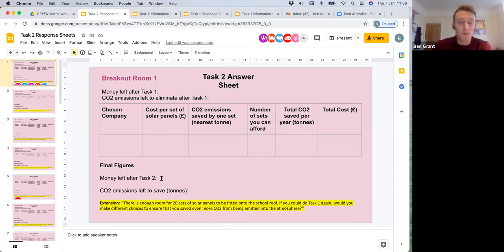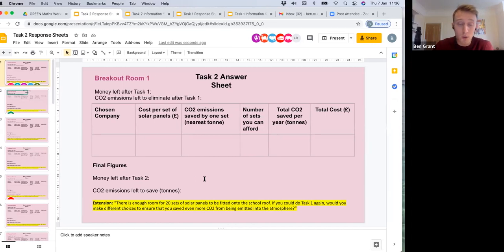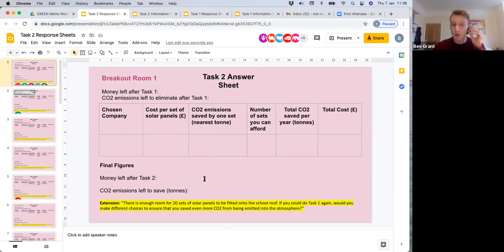So then you're going to be left with some final figures, how much money you've got left after task 2, and the CO2 emissions left to save. Now, this figure here might be a negative number, and we're going to discuss what that means in a second. So you're going to be in the same breakout rooms. You're going to have 8 minutes to do this activity. Sean, if you want to send them into breakout rooms, good luck.